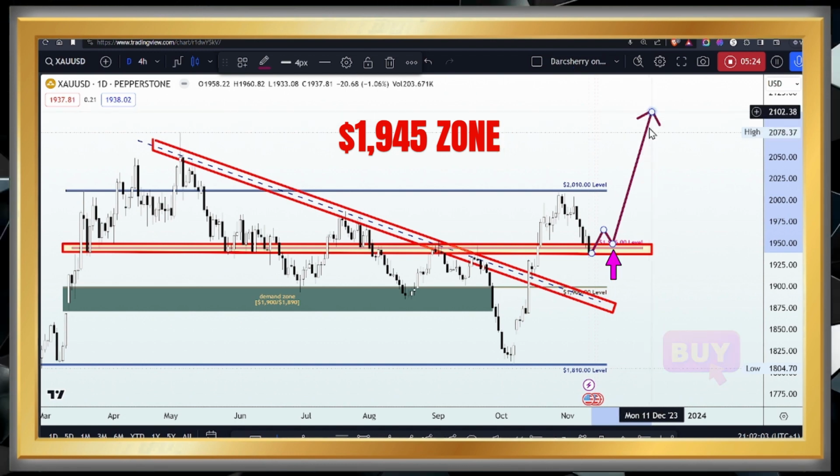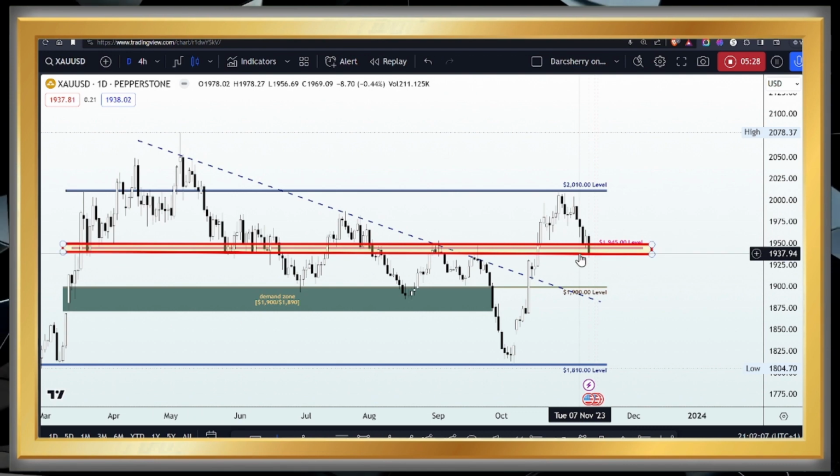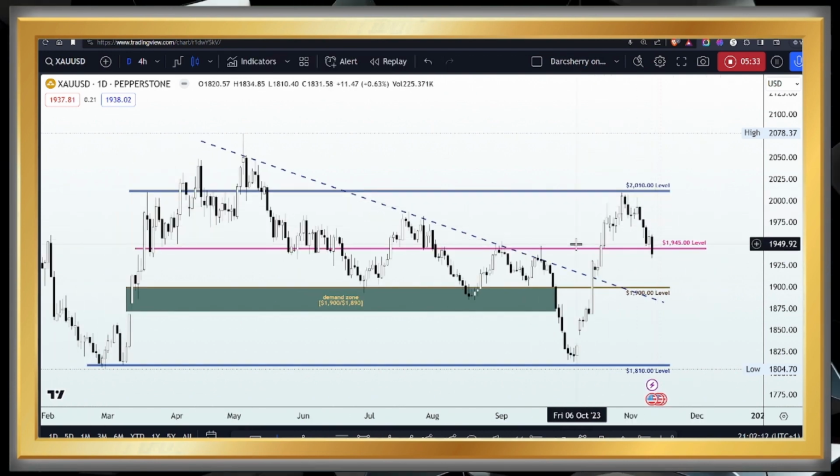Well, to answer this question, I have a simple setup that we will be using on the 4 hours time frame to guide our trading decisions for this week.